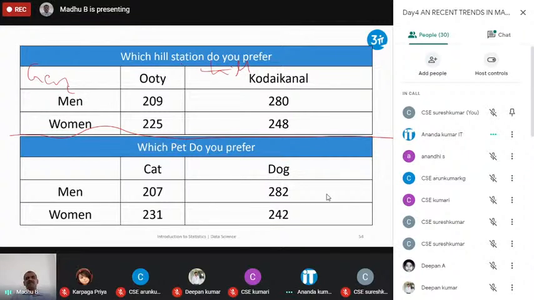I ask, do you like Ooty or Kodaikanal? I ask random people. We call this random sampling. I go to men and women. Do you like Ooty? Do you like Kodaikanal? One thing we find is that a lot of gents prefer Kodaikanal. Whereas among women, both are the same. They say, just take me on a holiday, I am happy.